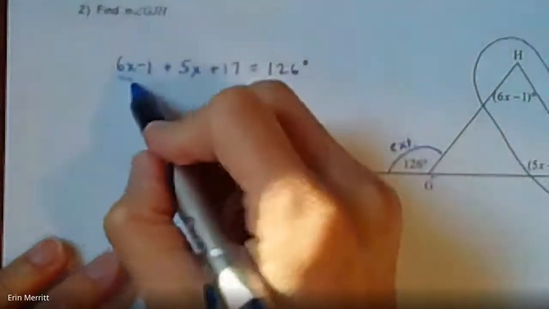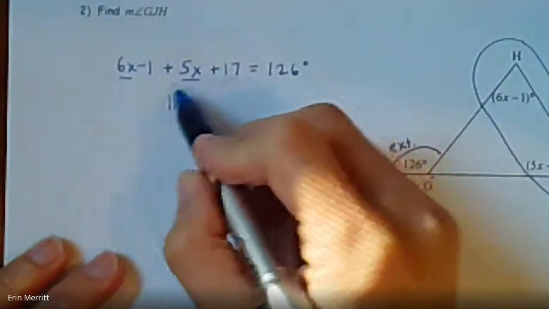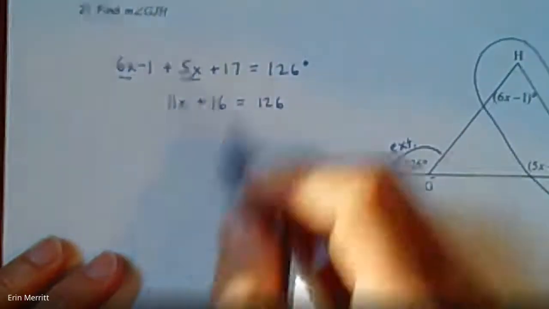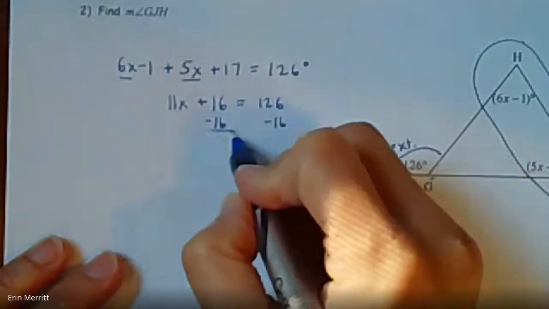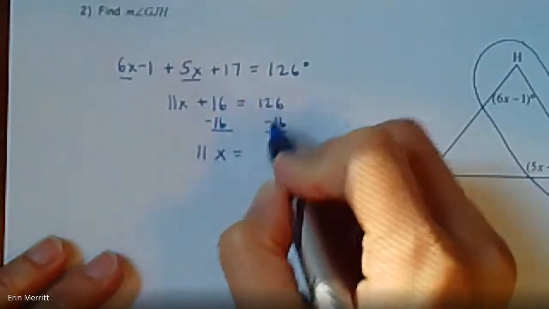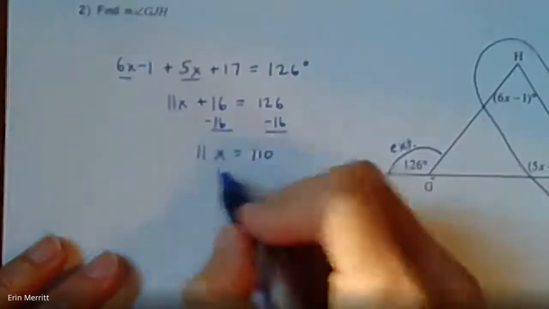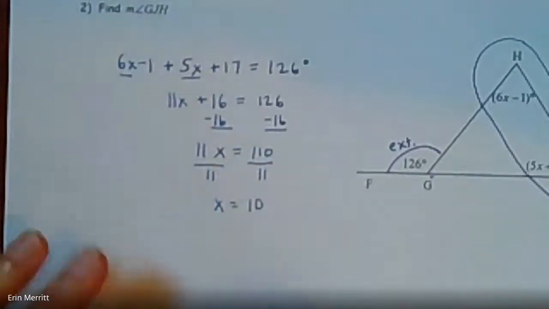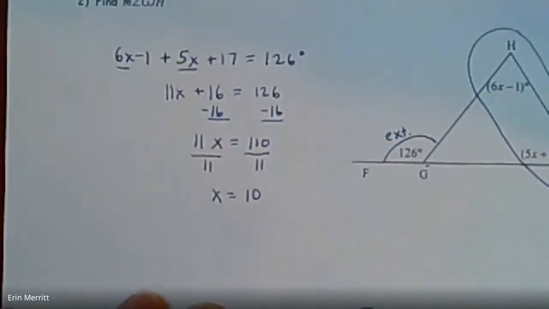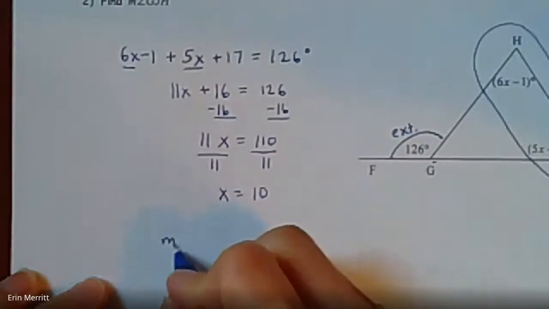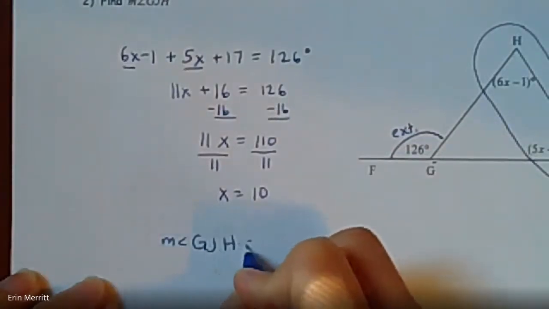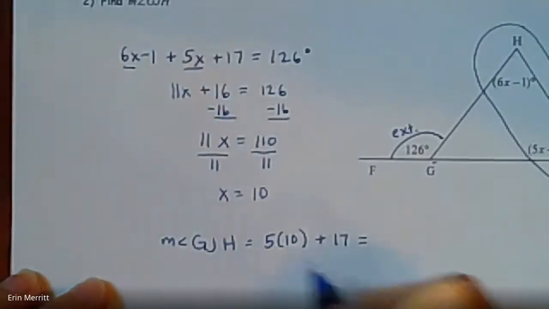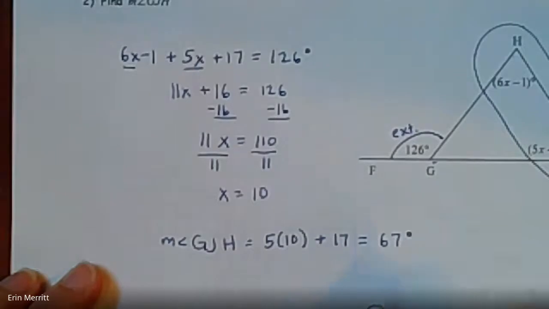So go ahead and combine your like terms. 6x and 5x should be 11x. Plus 17 and minus 1 will be plus 16. And then we can keep on rolling. Subtract 16 on over. We get 11x and then equals 110. Divide by 11. We come out with x equals 10. And then don't forget, plug back in. So if we want the measure of angle GJH, it's 5 times 10 plus 17. That right there should be 50 and 17, so 67 degrees.